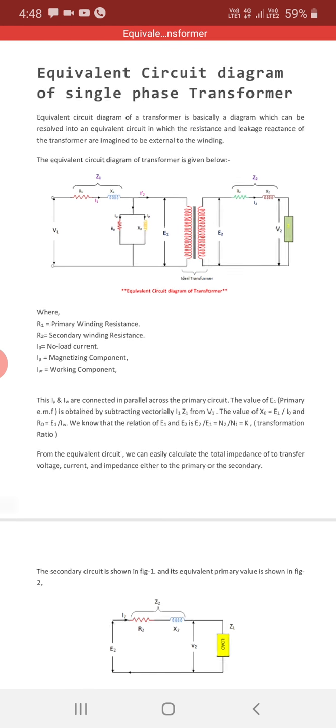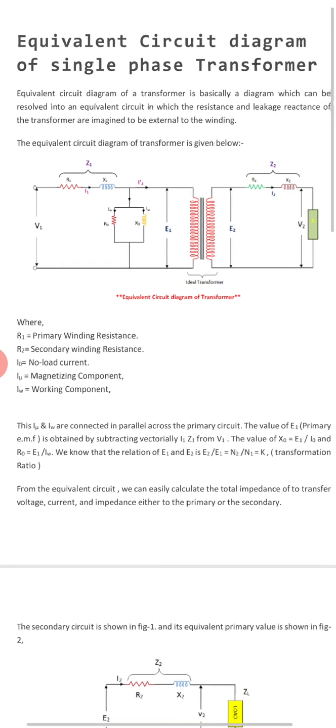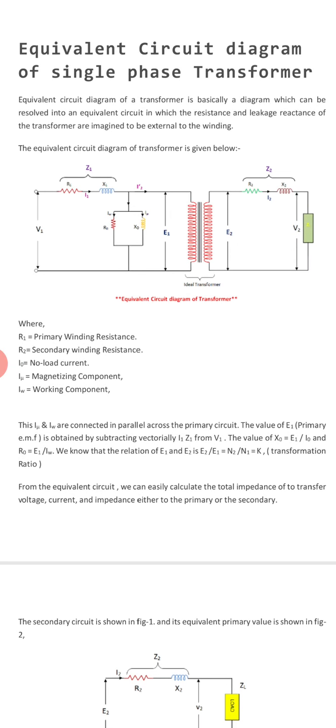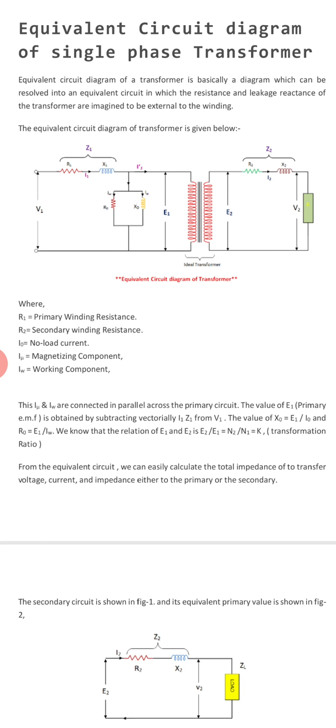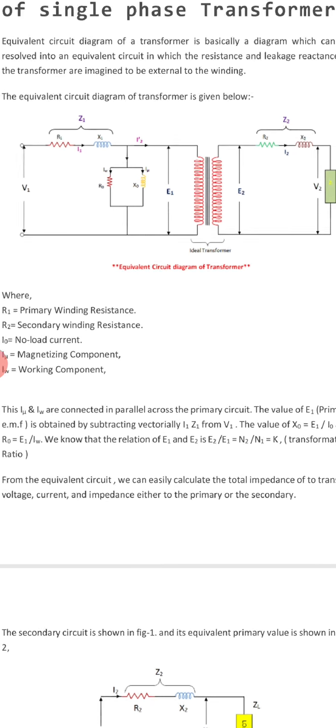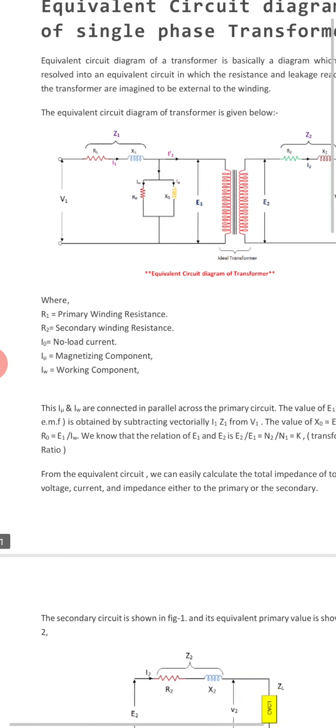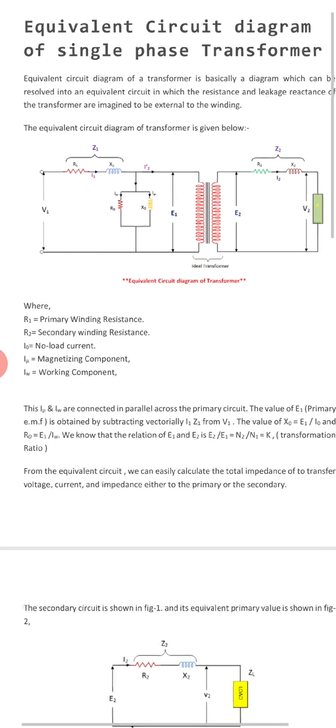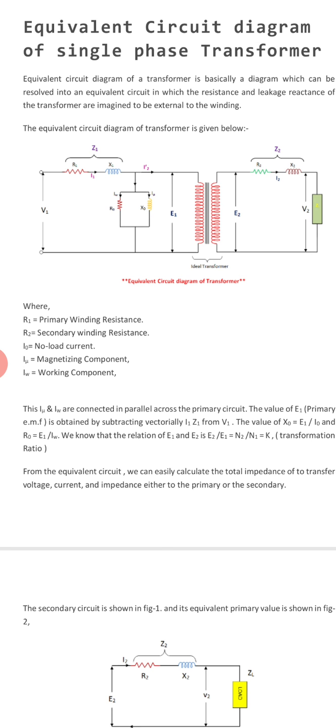Now looking at this circuit, this is the equivalent circuit of the transformer. Here both the windings have their own resistance, their own reactances. So R1 is the resistance of the primary winding, R2 is the resistance of the secondary winding, and I0 is the no load current, which has two components, the magnetizing component and the working component. Now both these windings have their own parameters, but for better understanding we will draw a single circuit instead of two circuits.